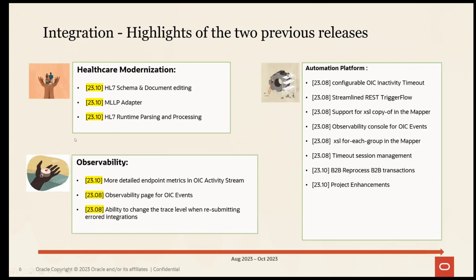And of course, we have other features added. Timeout session management within mapping with the XSL for each group, things like that. Support for XSL copy of in the mapper, which makes it much easier to map similar structures, source to target in one mapping operation as opposed to mapping all the individual components there. But net, like with every release of OIC, we're getting great new functionality. And remember, those releases are happening every 2 months.